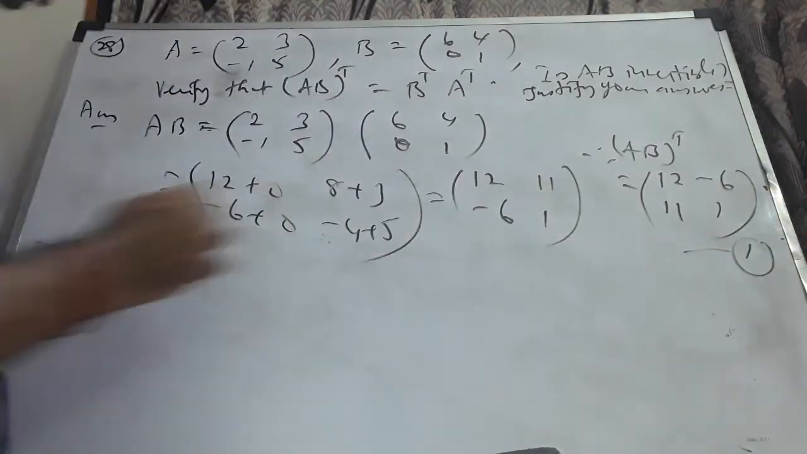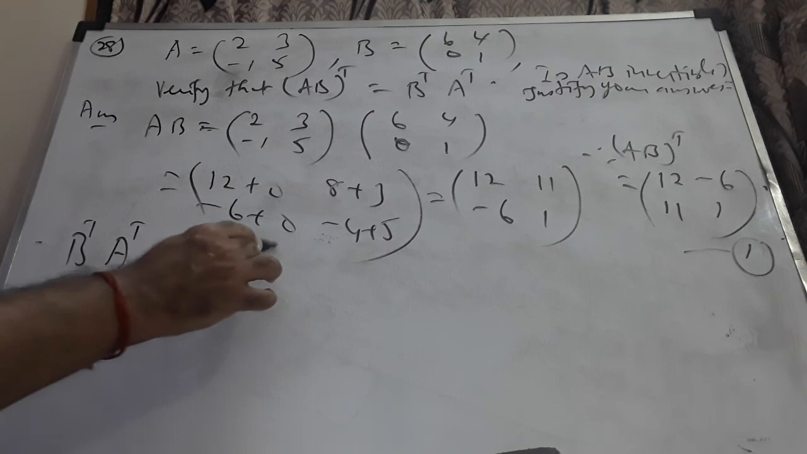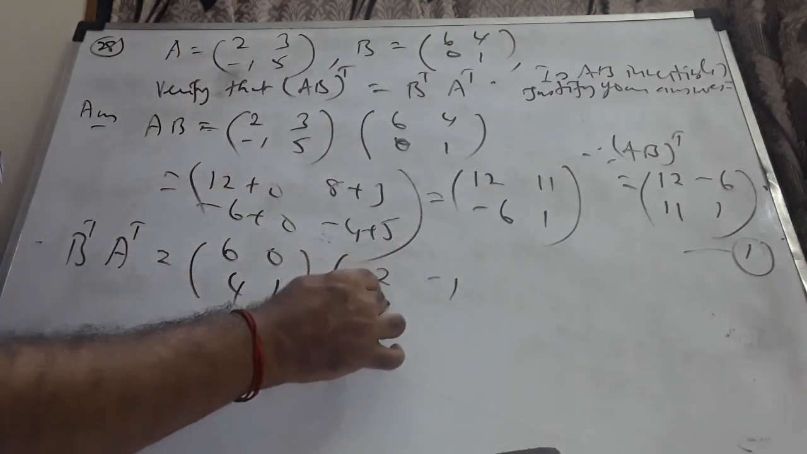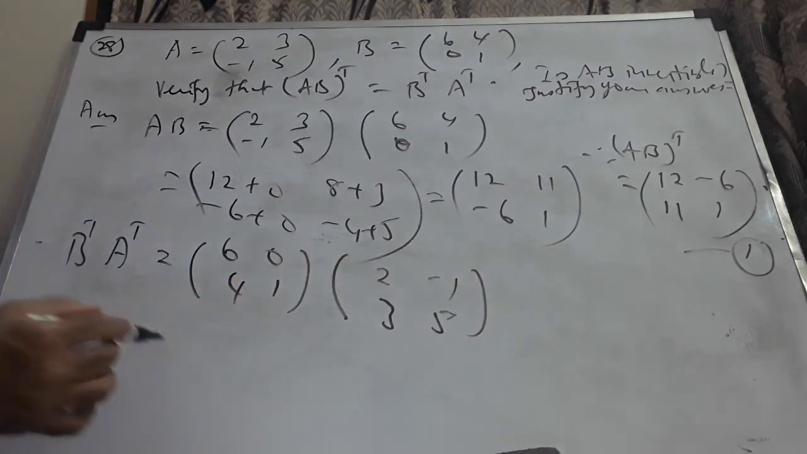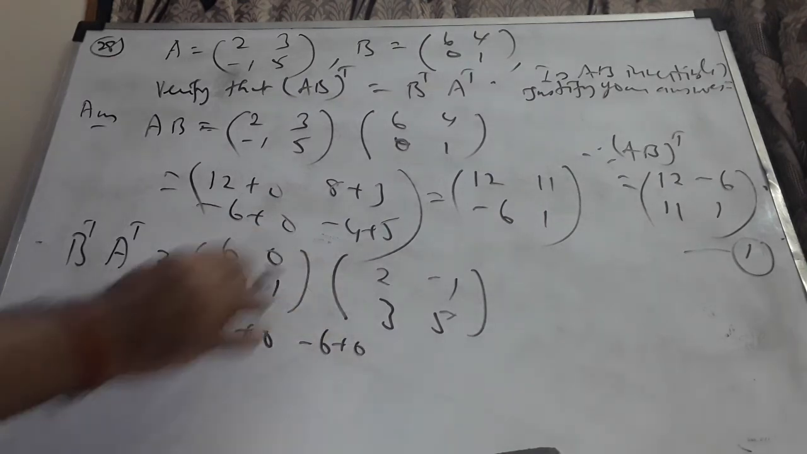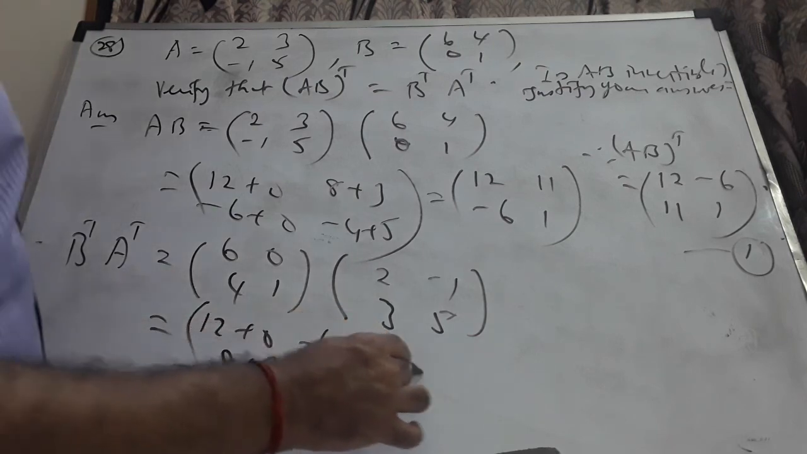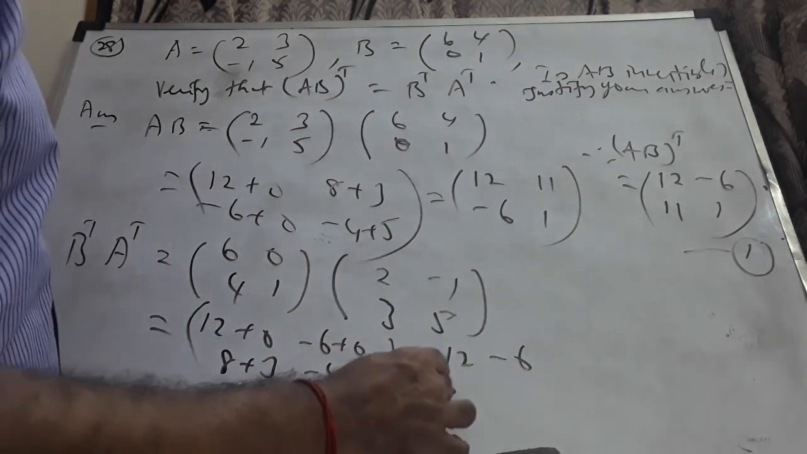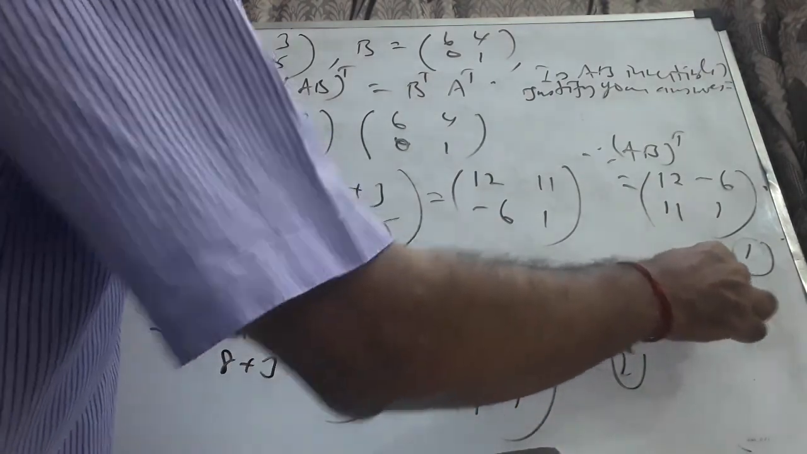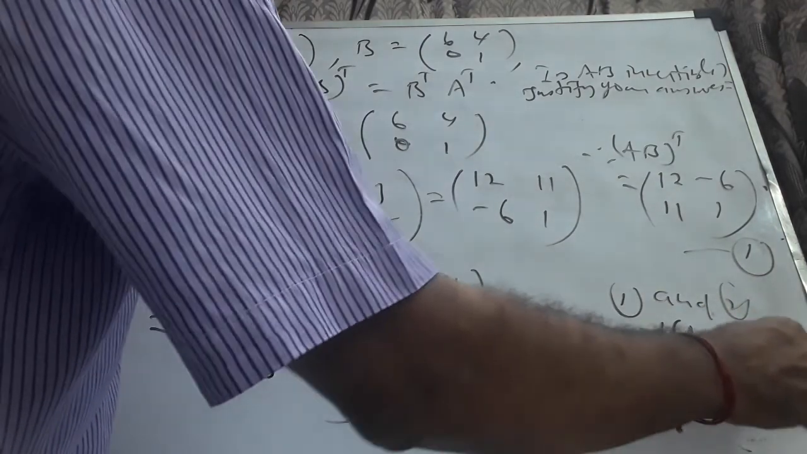Name this as 1. Let me try to find B transpose A transpose. B transpose will be 0, 6, 0, 4, 1, and then of course A transpose will be 2 minus 1, 3, 5. Row becomes column, column becomes row. Therefore this will become 12 plus 0, minus 6 plus 0, 8 plus 3, minus 4 plus 5. This reduces to 12 minus 6, 11, 1. You get the same thing. Therefore 1 and 2 imply that AB whole transpose is equal to B transpose A transpose.